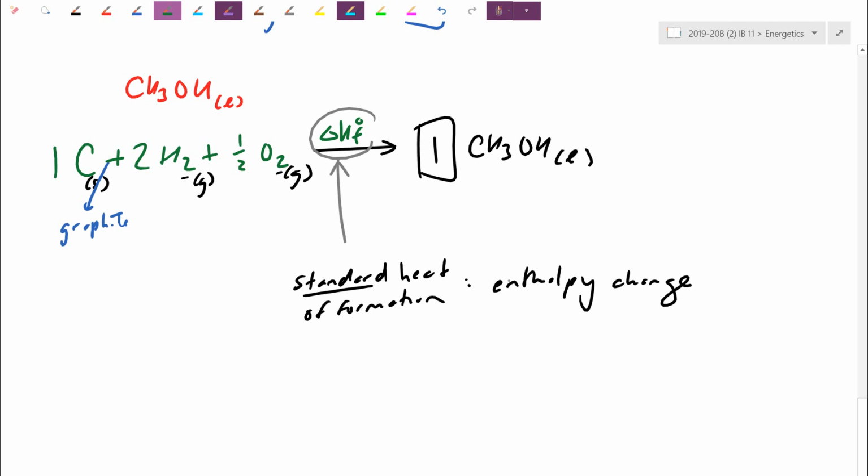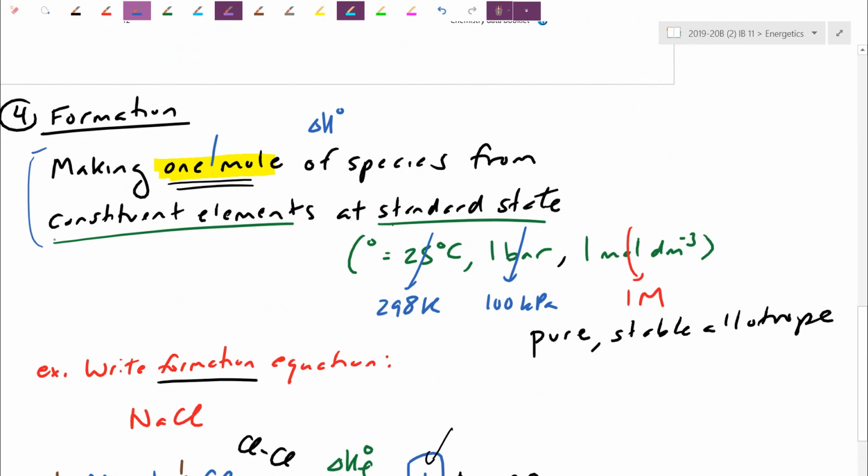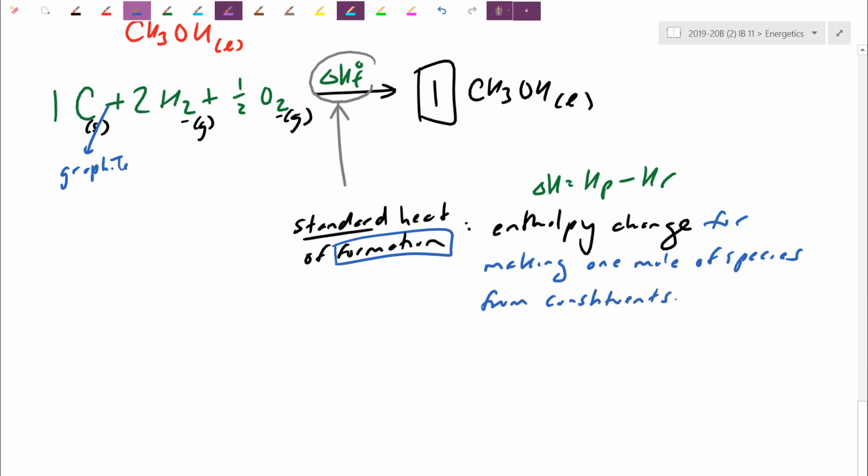The standard heat part doesn't change. It is always going to be enthalpy change. It is going to be this delta H, which is how does your product energy compare to your reactant energy. But the latter part here telling you the type of reaction is just going to be a restatement of what that equation was. So when I defined formation earlier, standard heat of formation is the enthalpy change for, and I'm just going to copy out what I did earlier, making 1 mole of your species from the constituent elements, from the Lego pieces that build it up, constituent elements at standard state.